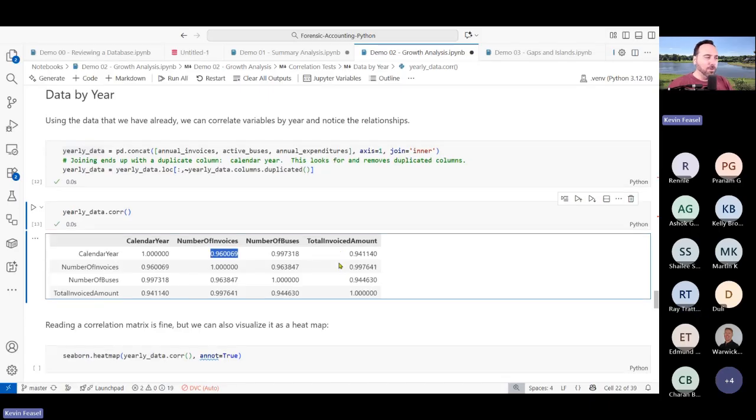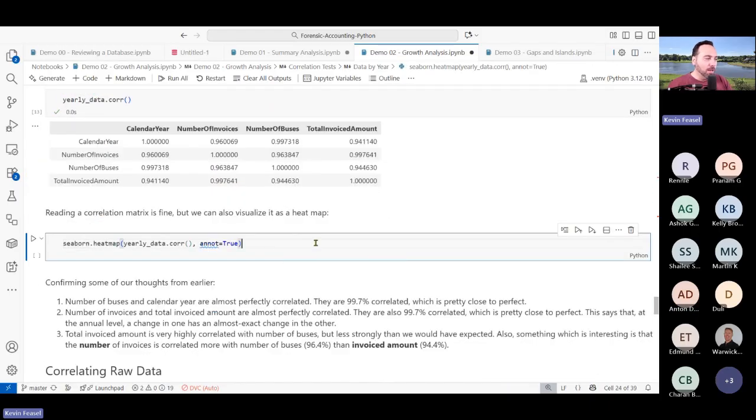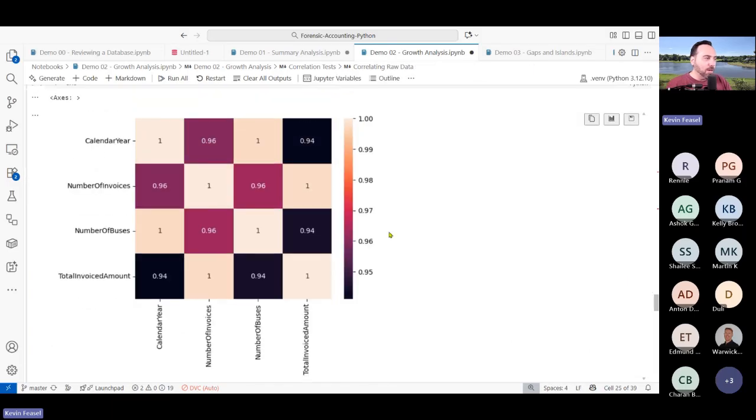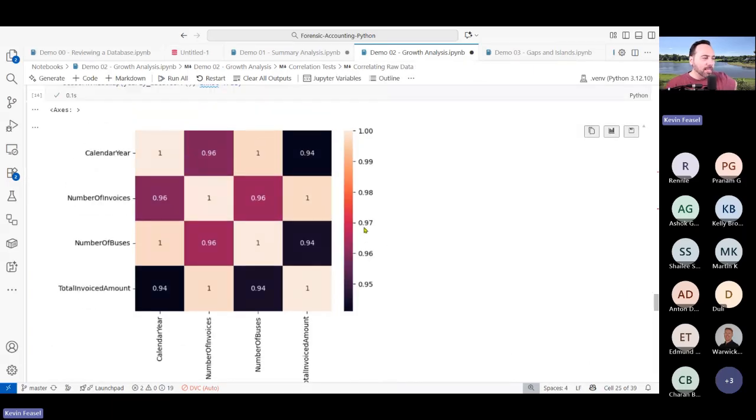It's a little hard to read this in numeric form, so we can build a heat map using Seaborn. Here's our correlation. If you look at the diagonal, it basically just represents the variable itself. Then we have our relationships, so let's say calendar year versus number of invoices. The diagonals represent the same bit of information. We have a mirror here, so I can look at the bottom side of the triangle and get all of my information.